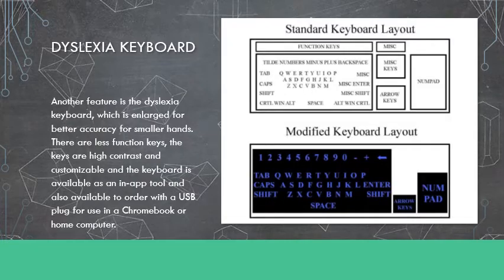We also have a dyslexia keyboard. Another feature is the dyslexia keyboard, which is enlarged for better accuracy for smaller hands. There are fewer function keys, the keys are high contrast and customizable, and the keyboard is available as an in-app tool and also available to order with a USB plug for use on a Chromebook or for a home computer.